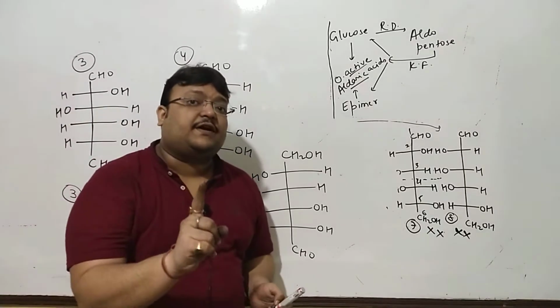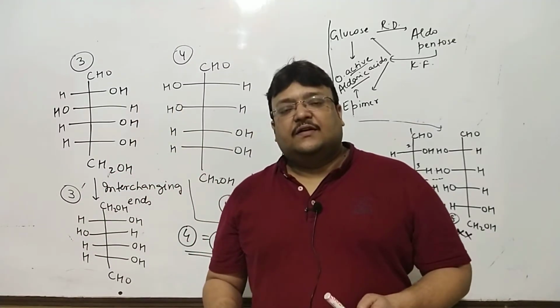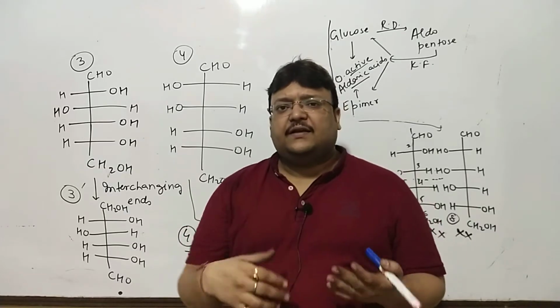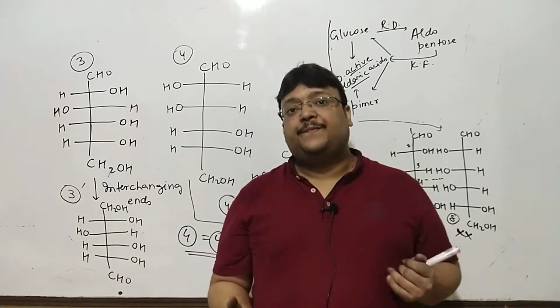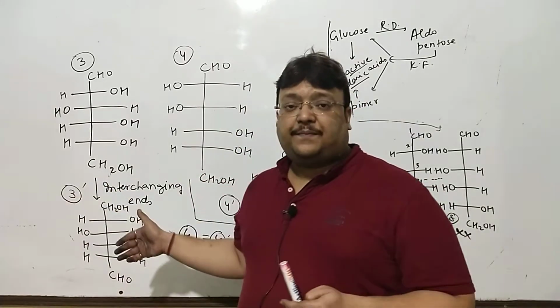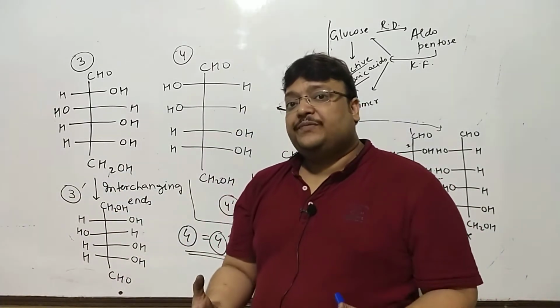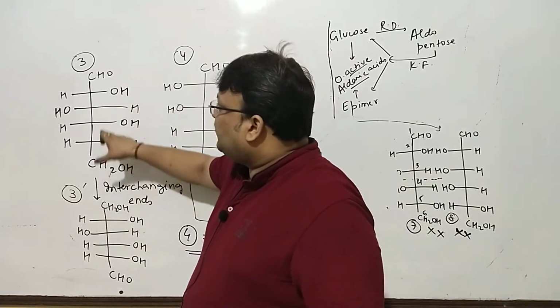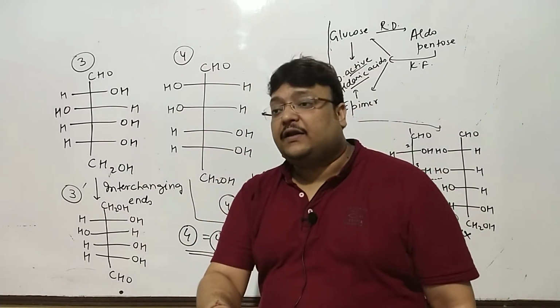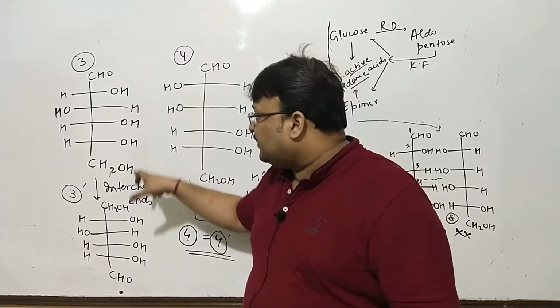Glucose was giving you a different compound. Obviously, Fisher was working with glucose only because that's the sugar you'll find in human blood. After doing step 1, 2 and 3, this was the final step where, for glucose, he interchanged the two ends and he got a different compound with a different optical activity. Naturally, these two are different.